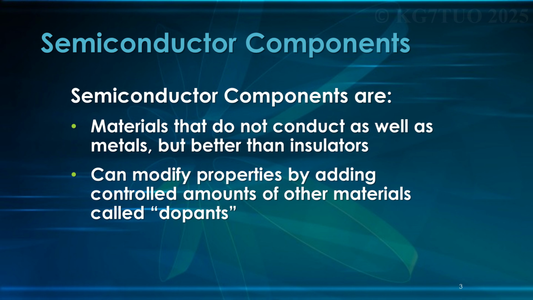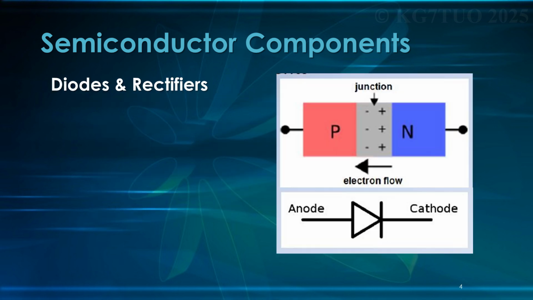So doping is only bad in sports and electronics. We couldn't do anything like we do today without being able to dope our semiconductor materials. So diodes and rectifiers, that little bottom there is the symbol. Let me turn the lights off so you can see that. The symbol there is for a diode.